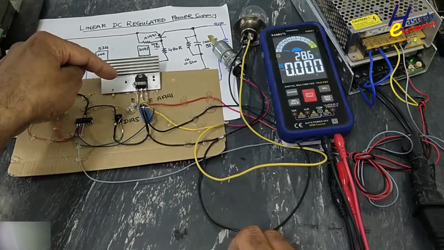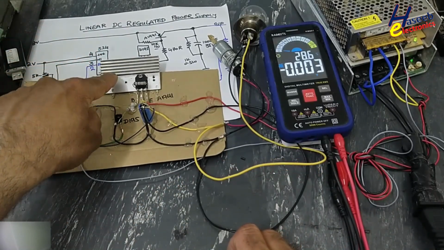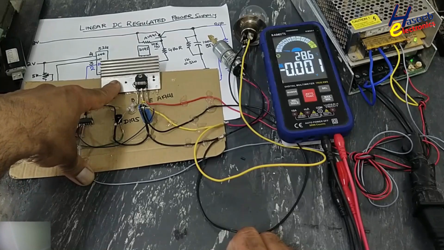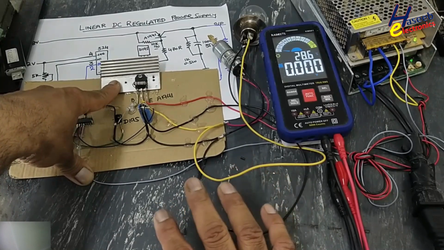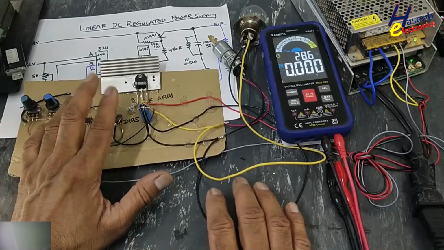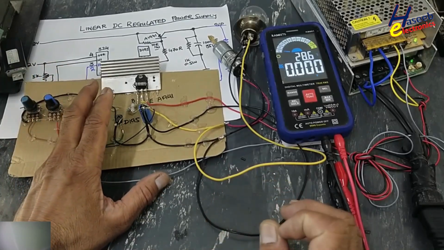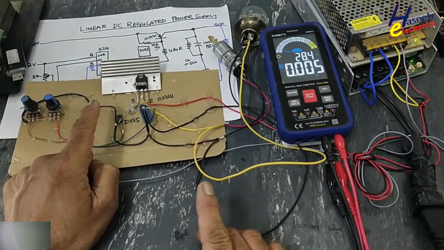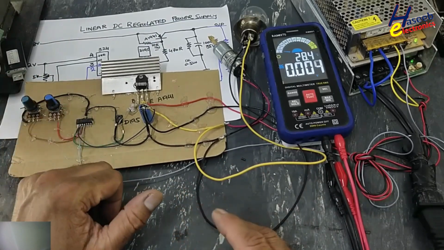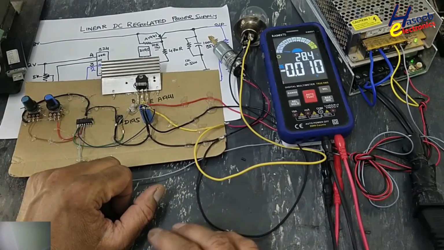Now I will increase this heatsink size. Because this heatsink is smaller in size, it will not dissipate power at continuous operation. Because switching power supplies, MOSFETs, dissipate less power, but linear transistors, BJTs, dissipate power during all operation time.